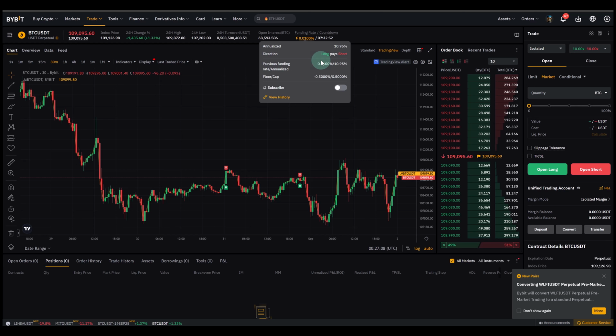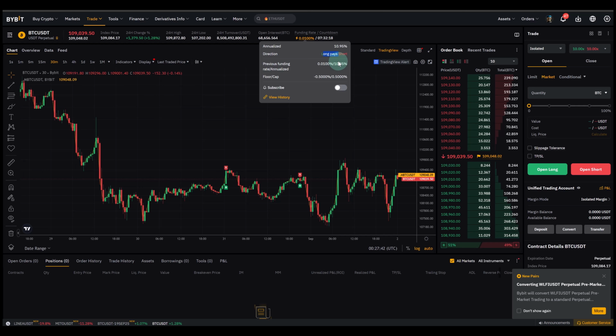Now, if most people are short, the opposite happens. Shorts pay longs, which encourages more people to go long, pushing the futures price back up. So the funding fee keeps the futures market close to the real Bitcoin or crypto price. Without it, the futures market could go completely out of sync. Now you see here, this is the current fee, and currently long pays short. Yeah? But this changes all the time. But yeah, let's talk a little bit about that.